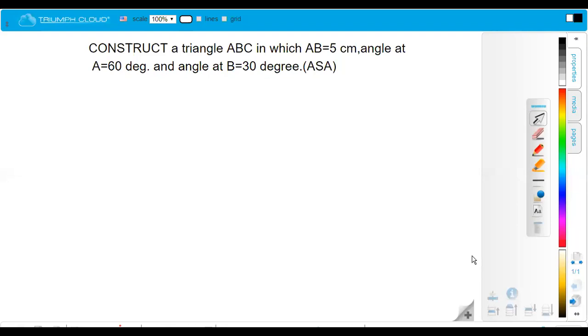Please watch this video till the end so that you will be very clear about how to construct a triangle when the two angles are given and one side between them is also given.